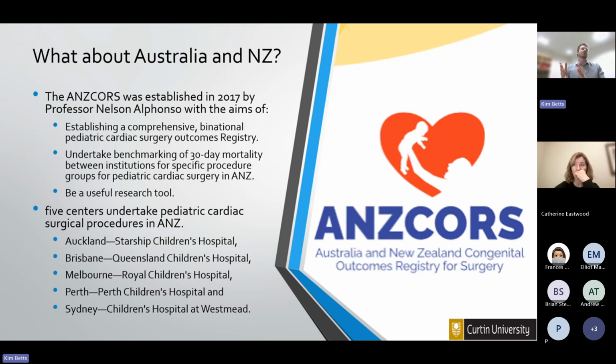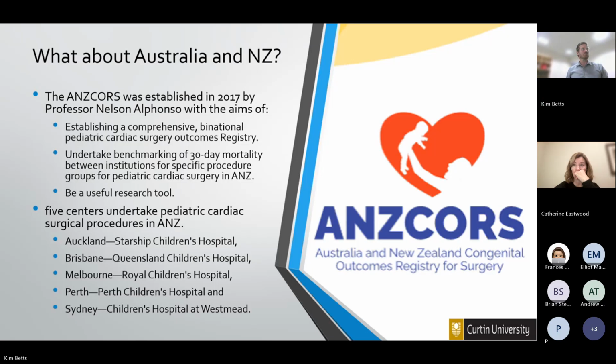It was established in 2017, but it includes all data across all the centres since 2013. So we're starting to have decent amounts of data. There's actually only 5 centres in Australia and New Zealand that perform paediatric cardiac surgery. There's one in New Zealand, Auckland, and then we have Brisbane, Melbourne, Perth, and Sydney.